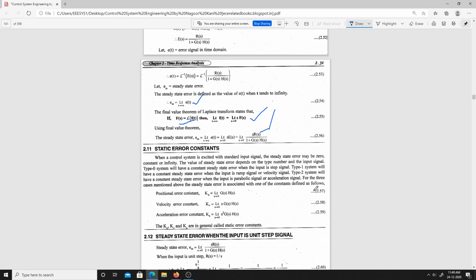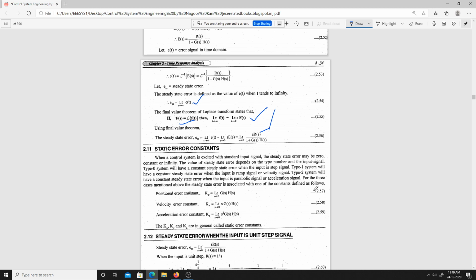When we talk about the type 1 system, we will have a constant steady state error when the input is a ramp or velocity signal. When we talk about the type 2 system, we will have a constant steady state error when the input is a parabolic or acceleration signal.